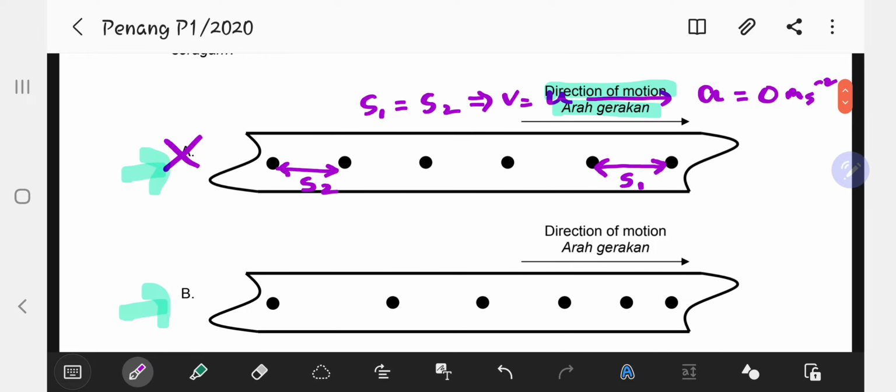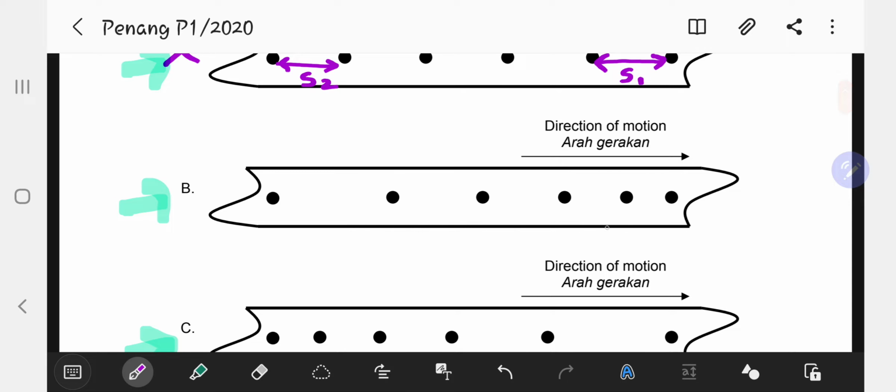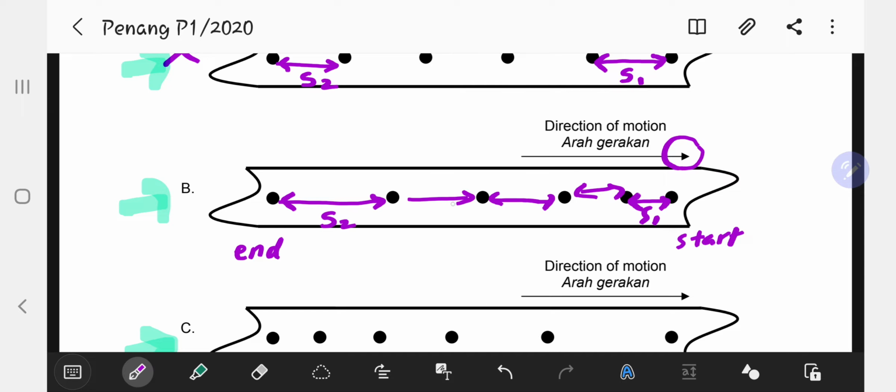Now we look at B, because we are looking at constant acceleration. For B, since the arrow is to the right, the right side will be the starting or initial dot, and the left side will be the end, the last dot. If you want to determine the initial displacement, look at the right side. This is your S1 and this is your final displacement S2, and you can see that the displacement increases. The distance here is getting more. So we can say that V is bigger than U. This is what we call acceleration more than 0. So the answer is B.